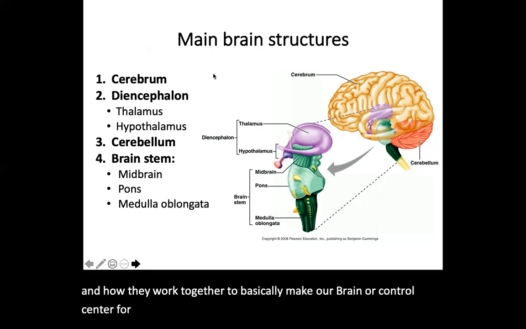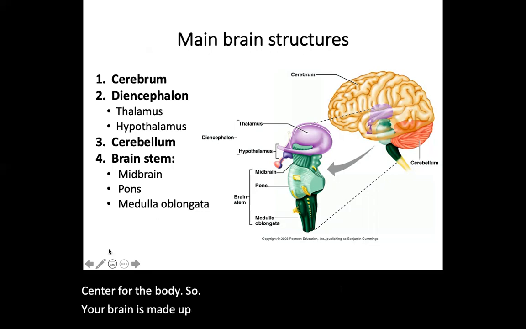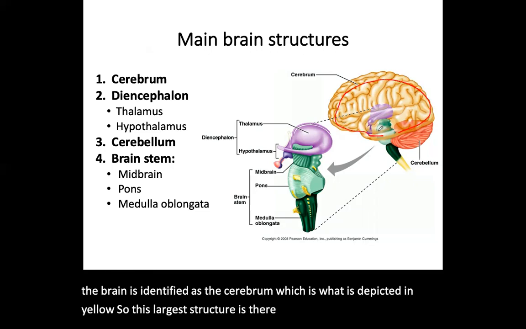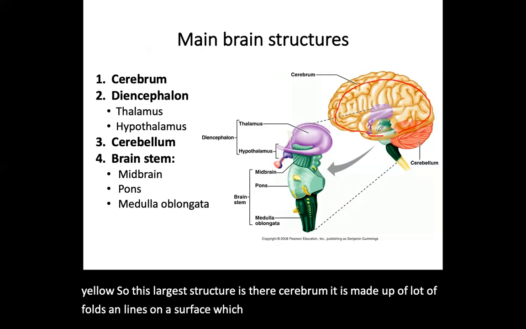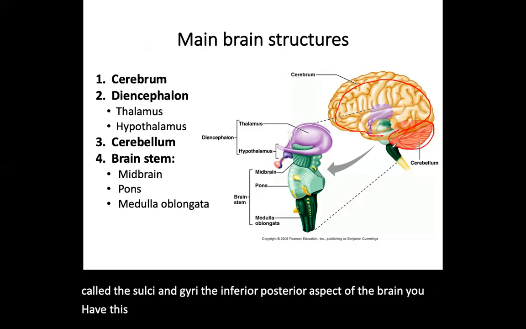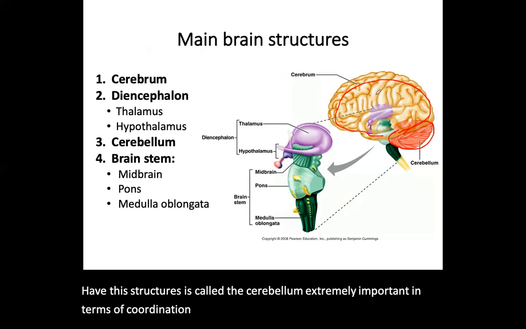The largest structure of the brain is identified as the cerebrum, which is what is depicted in yellow. It is made up of a lot of folds and lines on the surface, which we'll learn about in just a few minutes, called the sulci and gyri. In the inferior posterior aspect of the brain, you have a structure called the cerebellum, extremely important in terms of coordination of movements in the body.